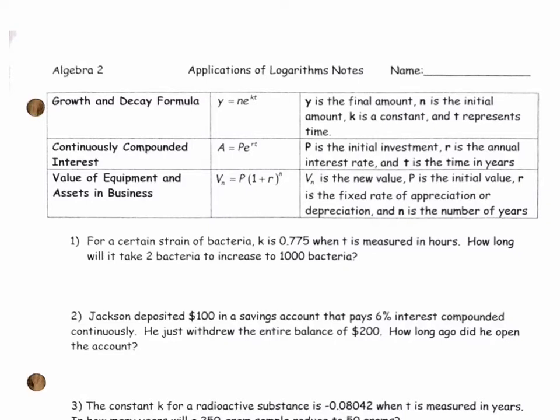The second one is continuously compounded interest. We're not going to compound quarterly or monthly. We're just doing continuously compounded. So A equals Pe to the rt. You probably used that in middle school.